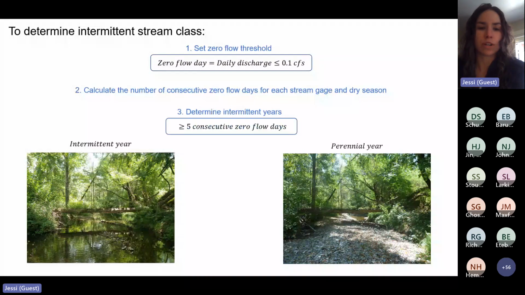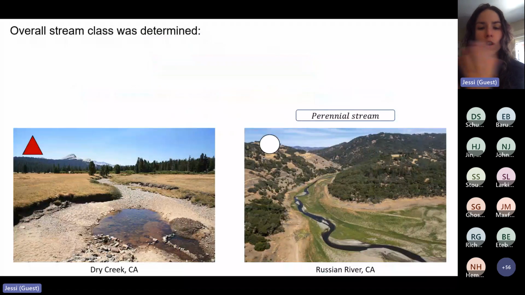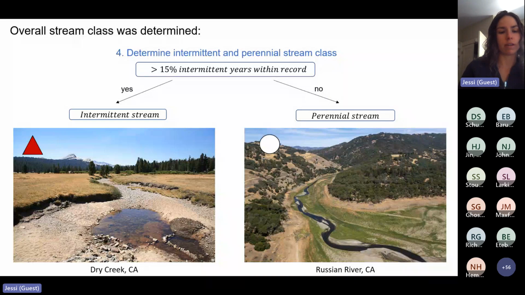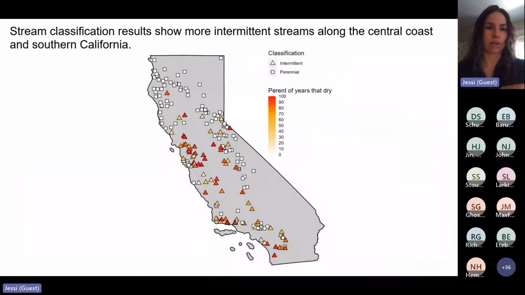But then to classify a stream as intermittent overall, so an overall classification, we determined a stream as intermittent if greater than 15% of years across the record were actually being dry. Whereas if it was less than 15% of years that were drying, we would consider that perennial. And that's because often and many times, a lot of drought can cause streams to become dry, but that doesn't necessarily mean that they're intermittent by definition. So we used that as a way to really determine these streams as having drying as a function. So we use these steps to classify natural intermittency across the state.